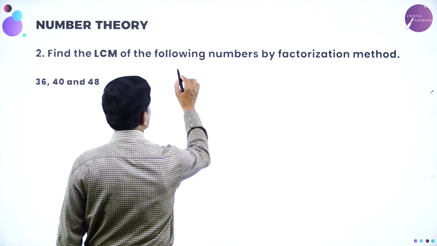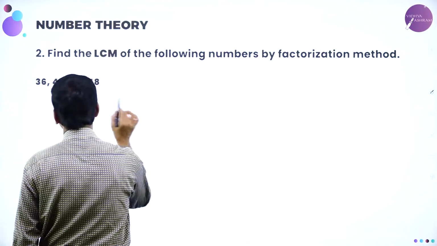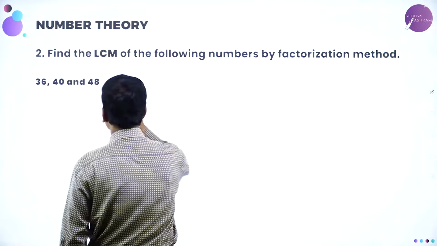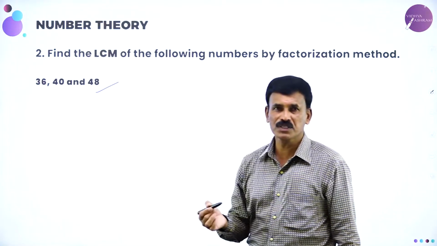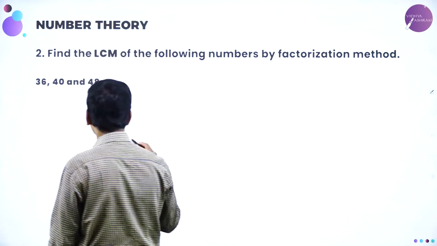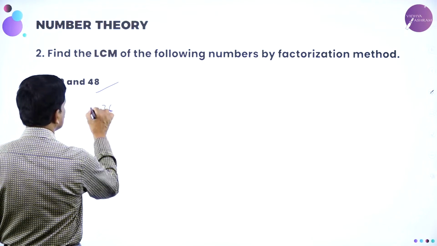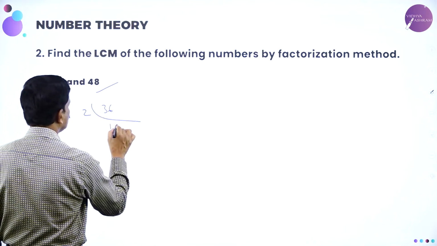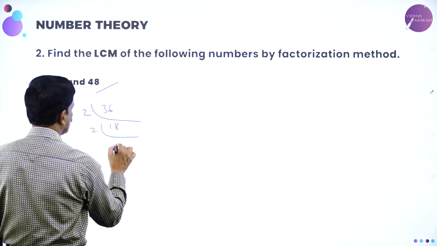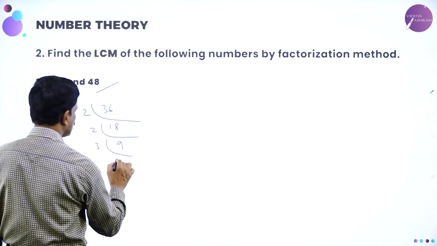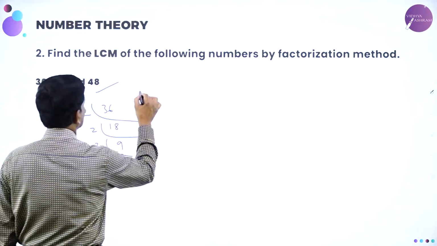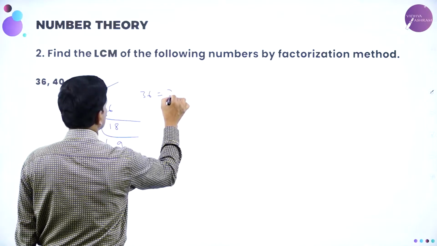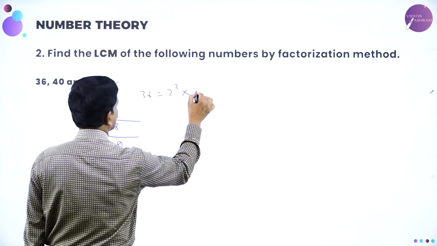Find the LCM of the following numbers by factorization method. That is 36, 40 and 48. Same method. Okay. Now let me simplify this first. So 36 can be written as 2 ones are 2, 2 eighteens are 36, again 2 nines are 18, we can't divide it, 3 threes are 9. So 36 can be expressed as 2 square into 3 square.